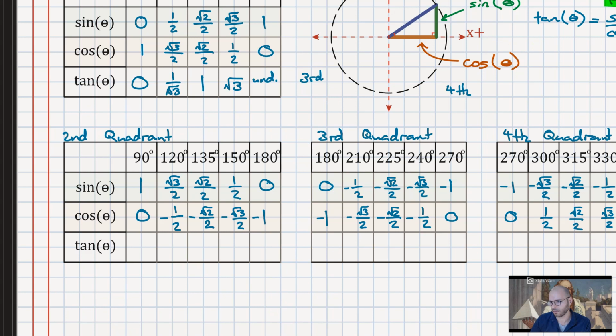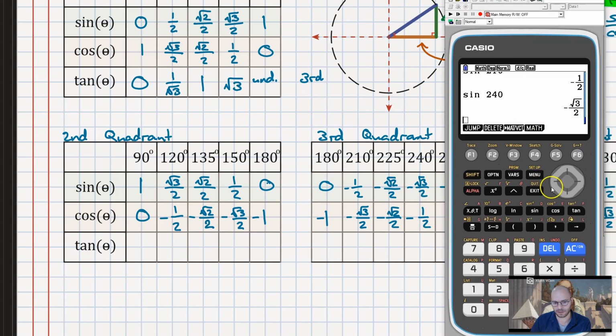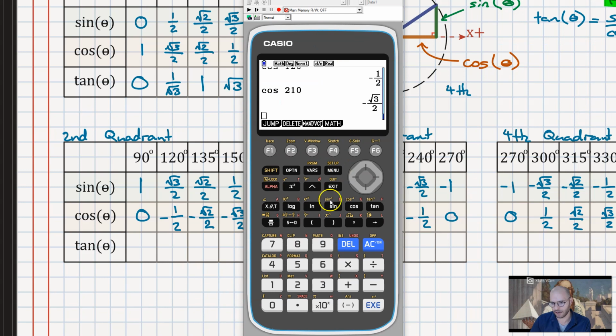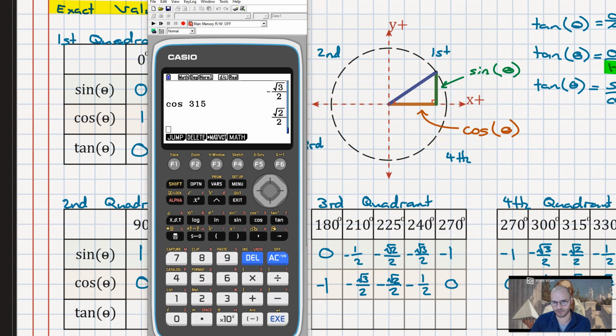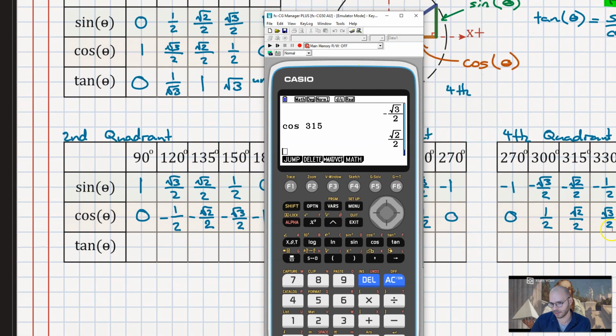Verifying this on our calculators just to make sure we haven't made any mistakes, we go cosine of 120 degrees, we get negative a half. Cosine of 210 degrees, we also see a negative root 3 on 2. However, when we go cosine of, say, 315 degrees, we see that it's back to positive because it's in the fourth quadrant here, which is in the positive values of x as shown over here. So it becomes positive root 2 on 2.